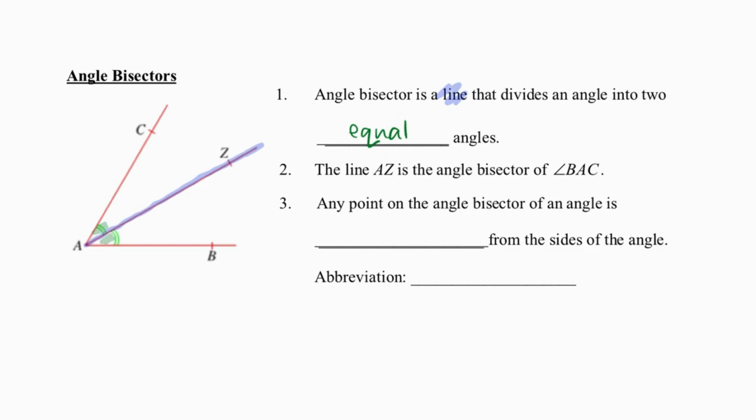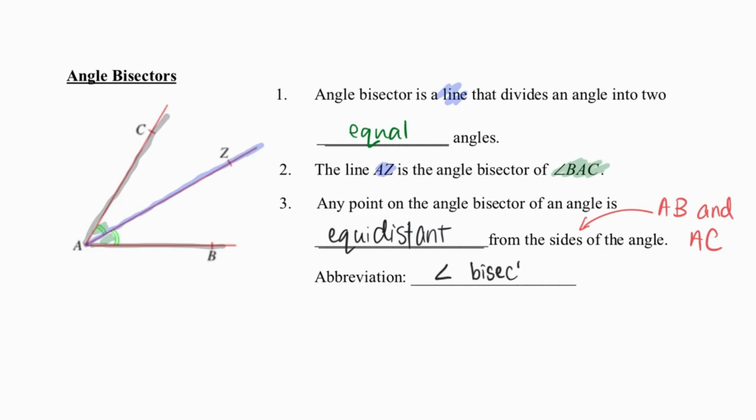So the example here will be AZ is actually the angle bisector of the angle BAC. So any point on this angle bisector line is actually equal distance from the sides of the angle, meaning AB and AC. So in this case here, the sides of the angle will be AB and AC. And the abbreviation, this is the symbol for angle, bisector, we have to spell it out.